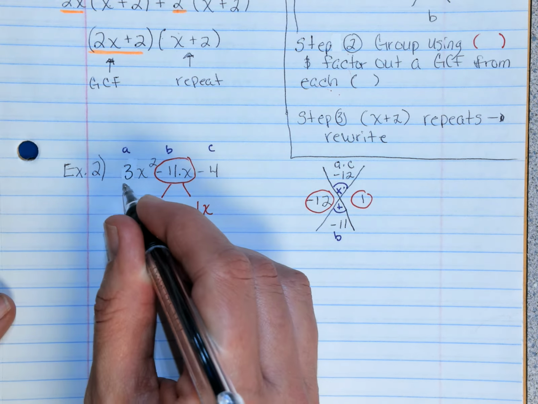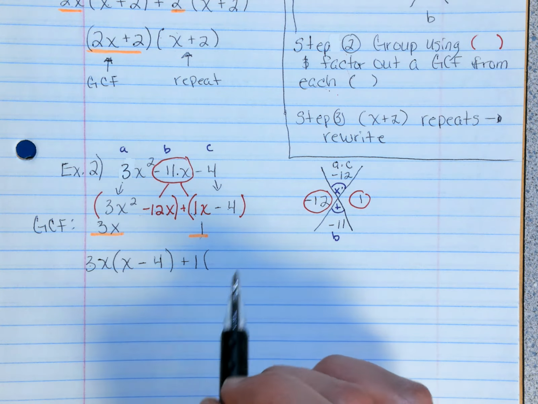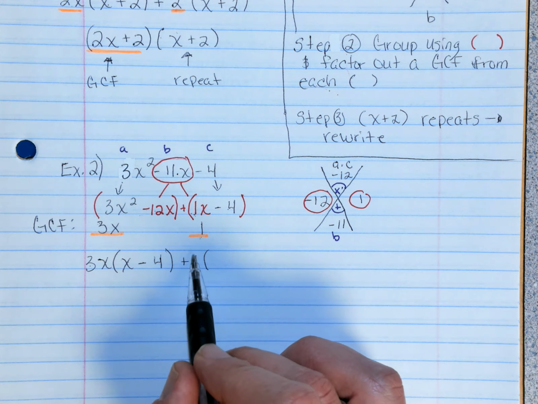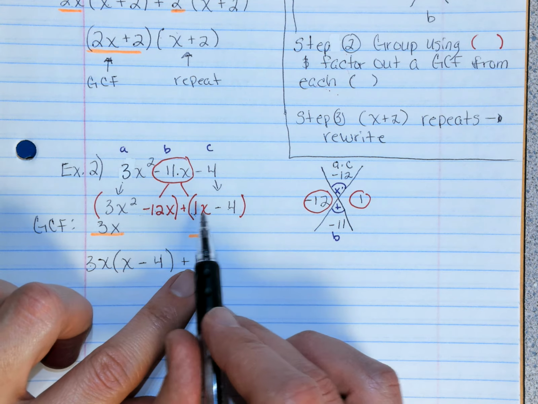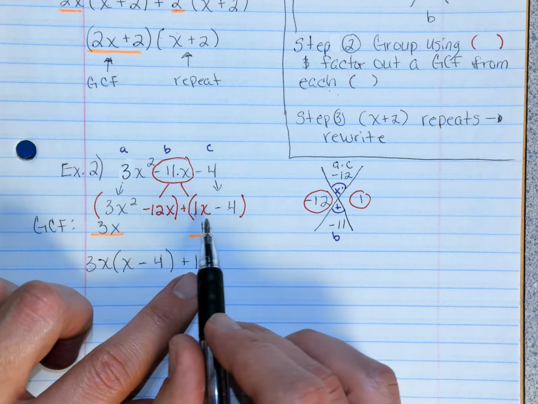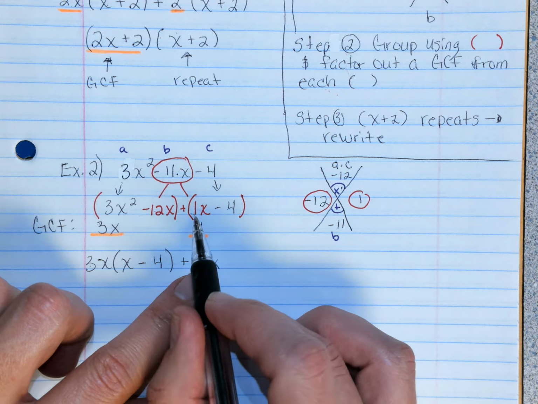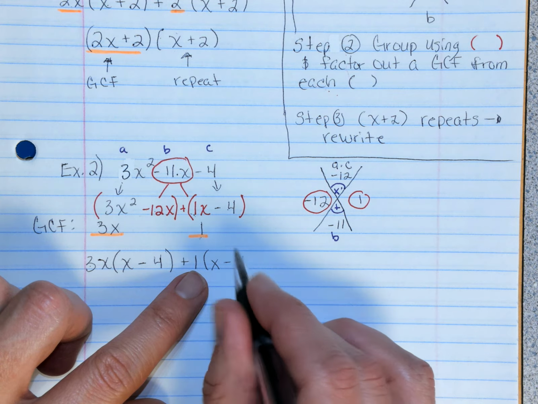On this side, we're factoring out a 1. We need to put the 1 here. If you ever come across that you didn't pull the 1 out and it's blank, it is still a 1. And to get this answer here, 1 times x is 1x, and 1 times -4 is -4.